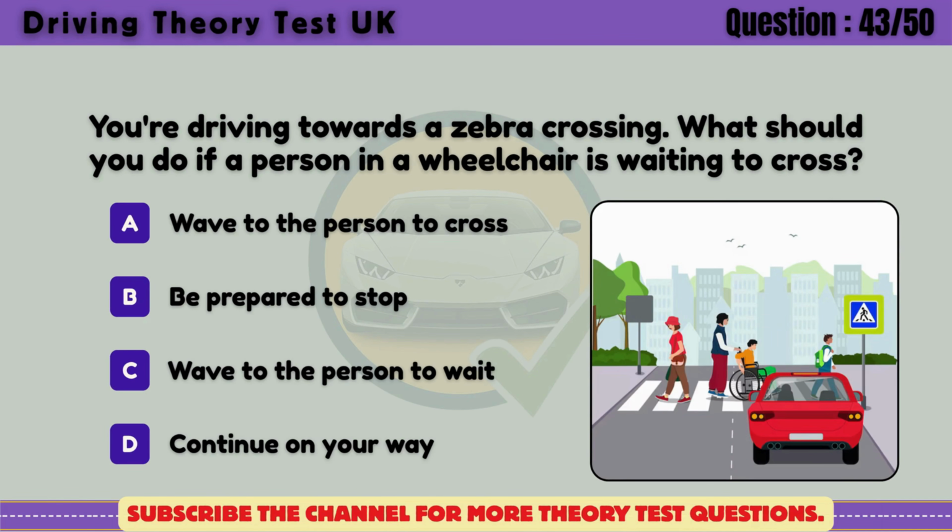Question 43. You're driving towards a zebra crossing. What should you do if a person in a wheelchair is waiting to cross? Option A. Wave to the person to cross. B. Be prepared to stop. C. Wave to the person to wait. D. Continue on your way.